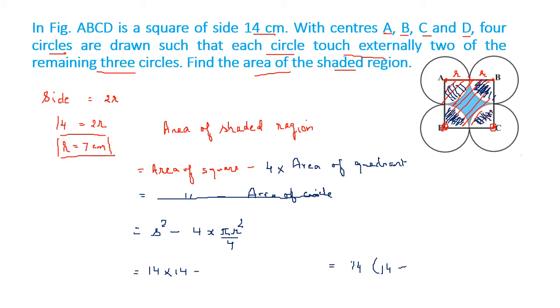So I have to change it to 4 into 22 by 7 into 7 into 7 upon 4. So 4 and 4 get cut, 7 and 7 get cut. So now I have 14 14s are 196 minus 22 7s are 154, and the answer should be 42 centimeter square. That is the area of the shaded region. So is it clear to you what we have done?